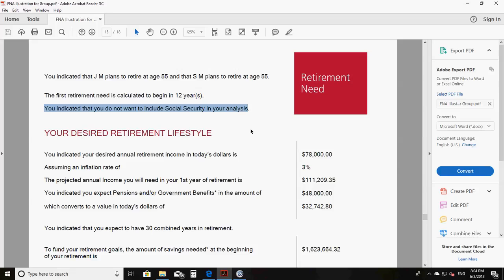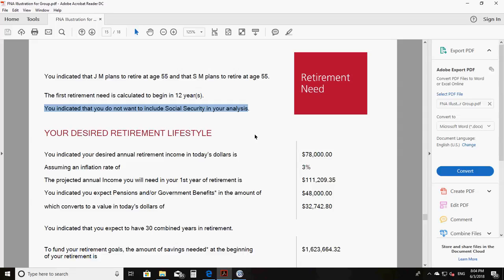Now, we do not want to include Social Security in this analysis for 2 reasons. One, we're doing an analysis at 55. But even if we were doing an analysis at Social Security age, my basic rule of thumb is 10 years. Over 10 years, don't count it. Under 10 years, let's count it and see what happens.